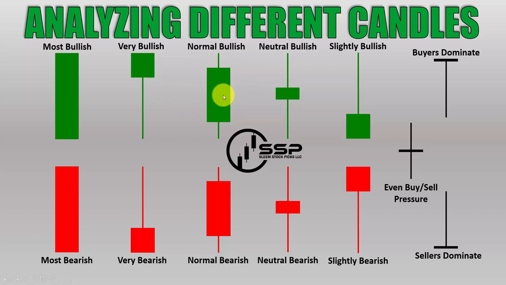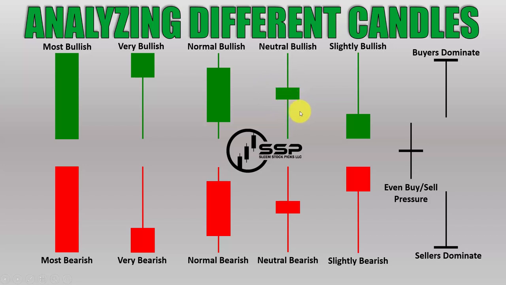A normal bullish candle has minimal sized shadows, so not a whole lot of buying pressure and not a whole lot of selling pressure, just a decent sized body. A neutral bullish candle is one with a big upper shadow and a big lower shadow, and it shows that the bulls and bears fought a lot, but overall the bulls came out on top. Not very meaningful because it wasn't a huge win for the bulls.